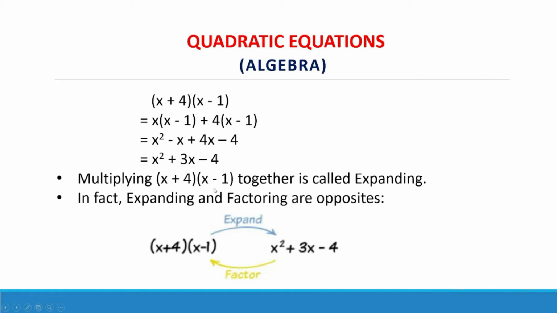Multiplying x plus 4 times x minus 1 together is called expanding. In fact, expanding and factoring are opposites. So this is the given equation, and expanding gives this value. And based on the expansion, the factors are x plus 4 times x minus 1.